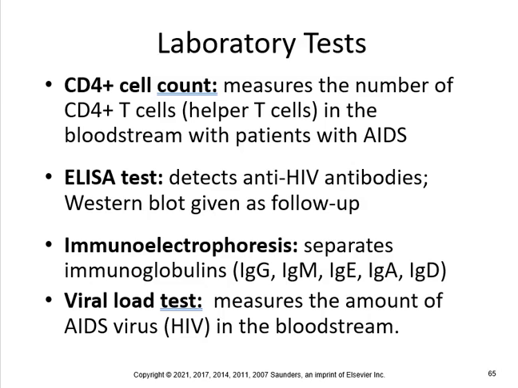What are some of the lab tests that you might see? You have a CD4 plus cell count, which measures the number of CD4 helper T cells in the bloodstream. With patients with AIDS, when the count drops below 200, that's when HIV becomes full-blown AIDS. The ELISA test detects anti-HIV antibodies, with Western blot as follow-up. What is immunoelectrophoresis? It separates immunoglobulins IgG, IgM, IgE, IgA, and IgD. What's the viral load test? It measures the amount of HIV in the bloodstream.